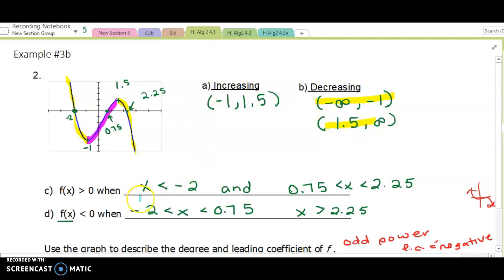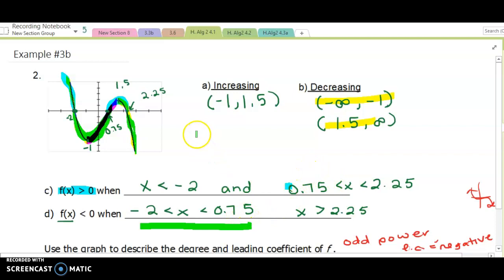Now when we're talking about when f of x is greater than 0, the y value is greater than 0. So it's greater than 0 from here all the way up because it keeps going up, up, up. So when x is less than -2, and then also this hump right here between 0.75 and 2.25. So we write that over here. And then it's less than 0 all the way in this hump here from -2 to 0.75, and then once again, when we're greater than 2.25, our y value is negative.